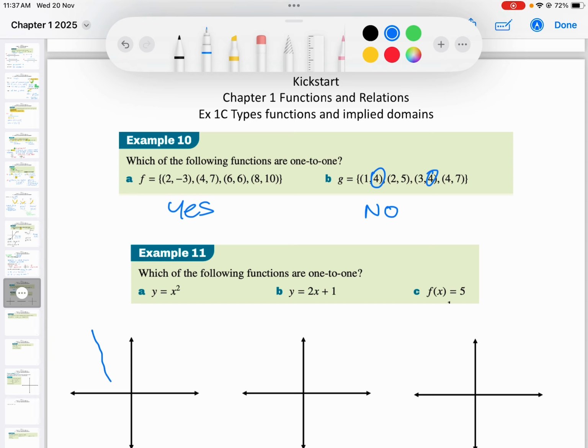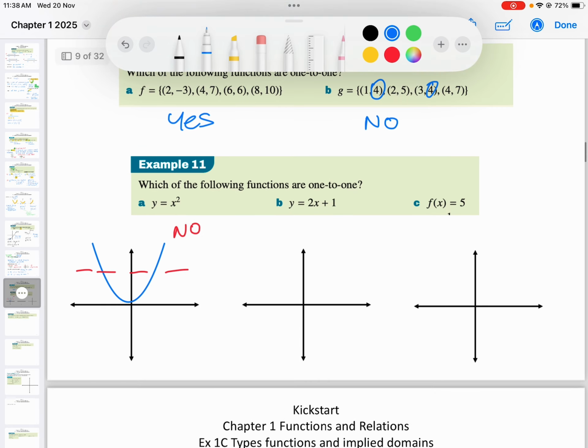Parabola, we talked about that. Is it one-to-one? No. 2x plus 1, it's just a straight line that goes through 1. It looks something like that. Is it one-to-one? Yes. And something like f of x equals 5, that's a bit weird, isn't it? It's like y equals 5. So it would be there. If I did a horizontal line test, I could do one that touches every point. So with this one, we say no, not one-to-one.